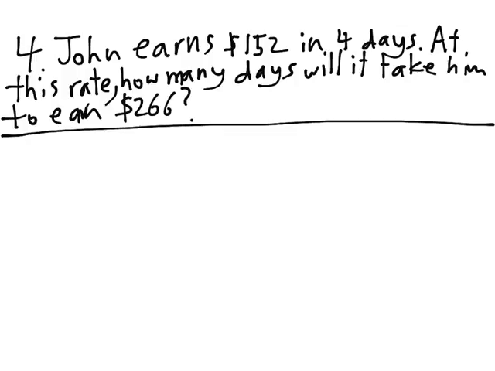Problem 4. John earns $152 in 4 days. At this rate, how many days will it take him to earn $266? Let's convert this into a proportion. Since John earns $152 in 4 days, the amount of money he earns per day can be written as 152 over 4. Since this rate remains the same, this should be equal to 266 divided by the number of days that we're looking for.